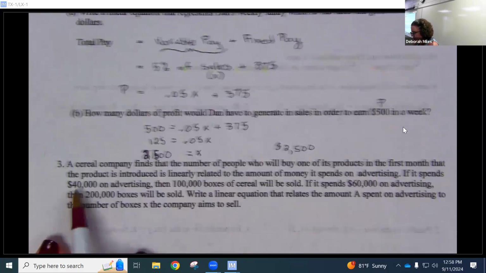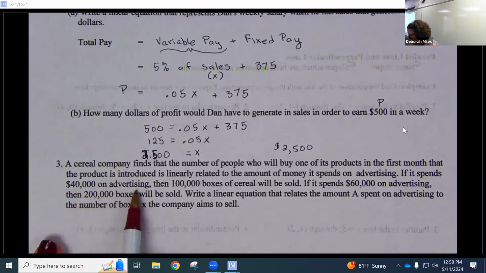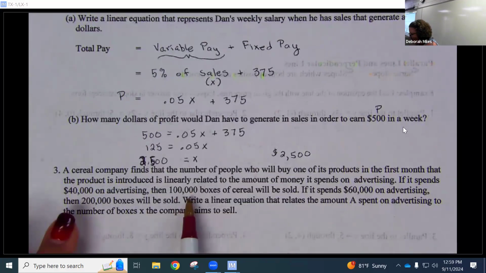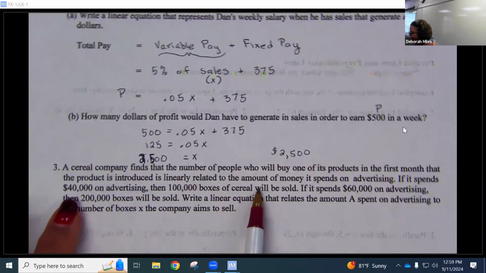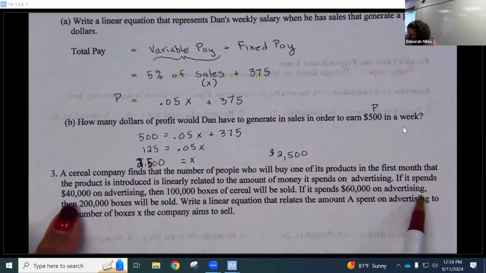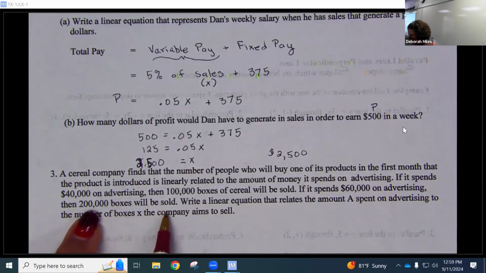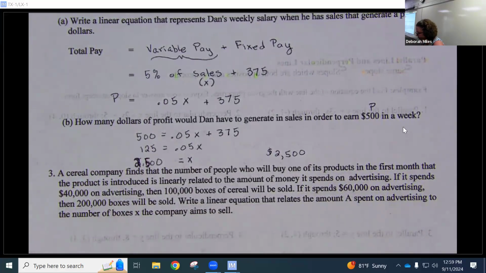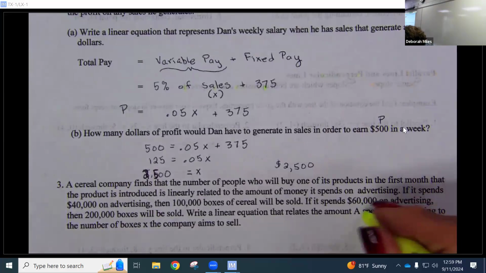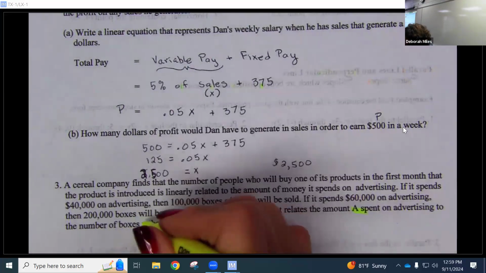If it spends $40,000 on advertising, then it'll sell 100,000 boxes of cereal. Not dollars, just 100,000 boxes of cereal. If it spends $60,000 on advertising, then it'll sell 200,000 boxes of cereal. Write a linear equation that relates A to X.